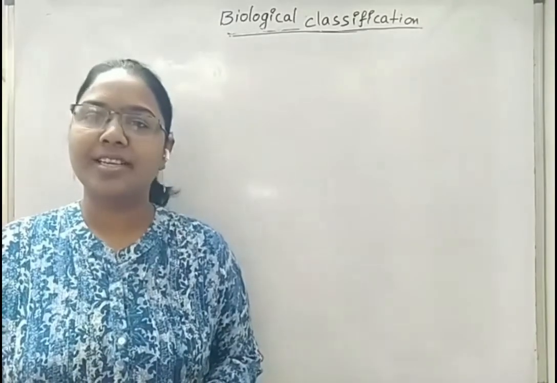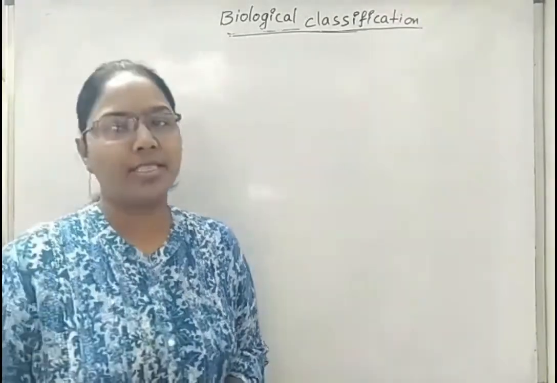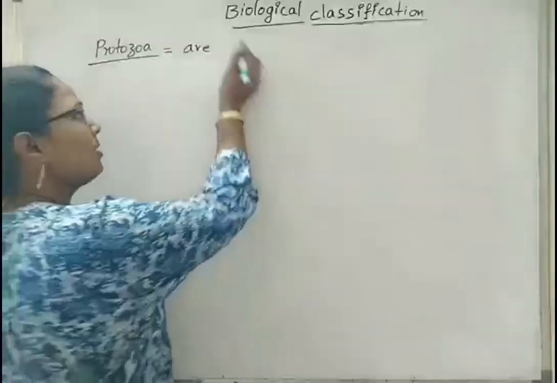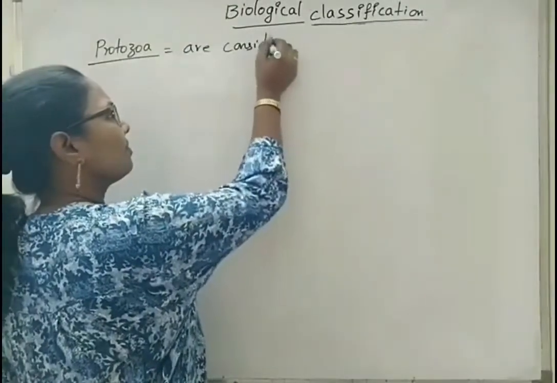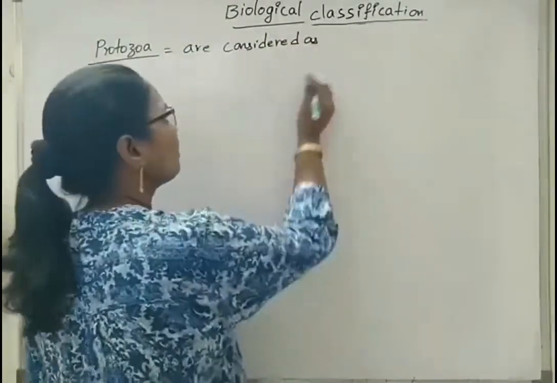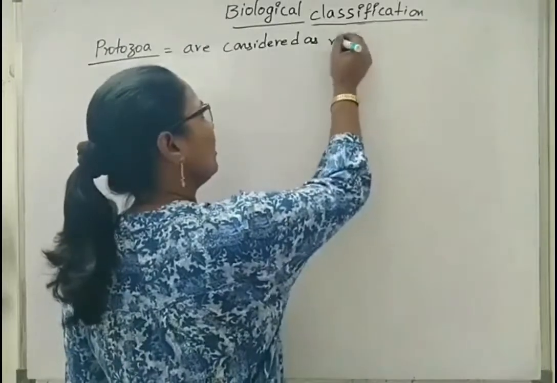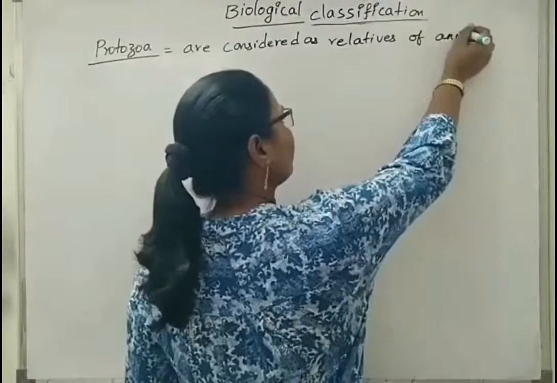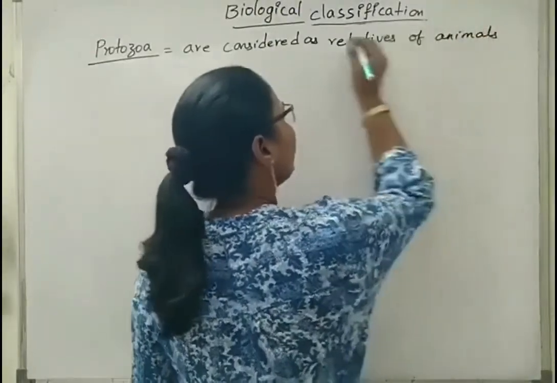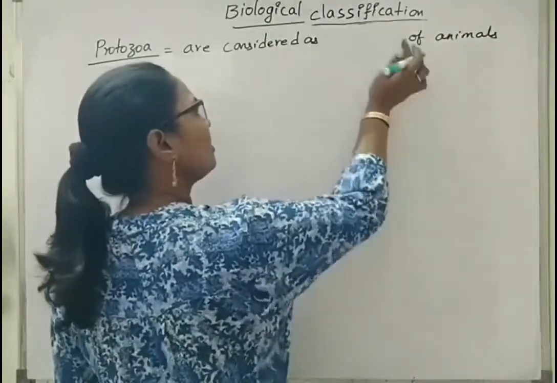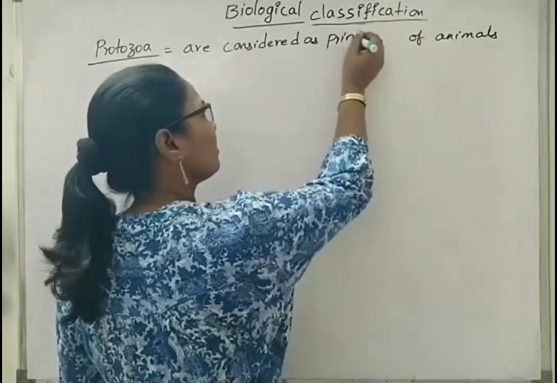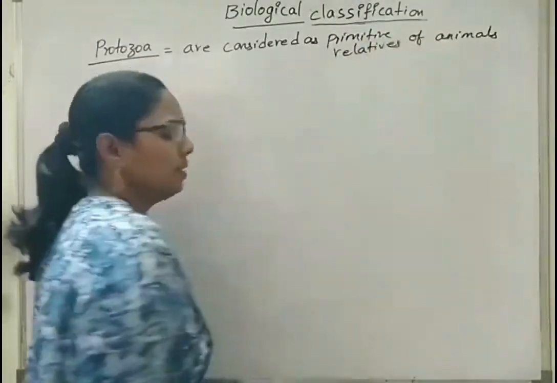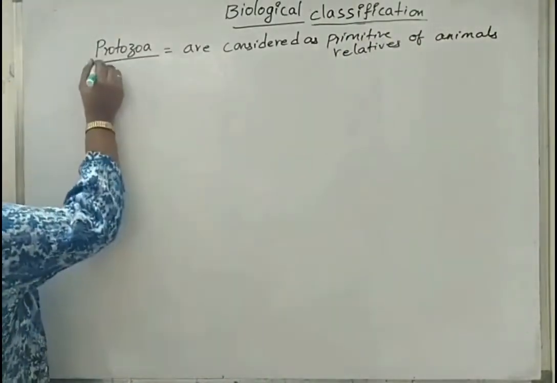Hello students, now we will start with a new topic about protozoans. Protozoans are read under Protista, and are considered as relatives of animals. We can say primitive relatives of animals.